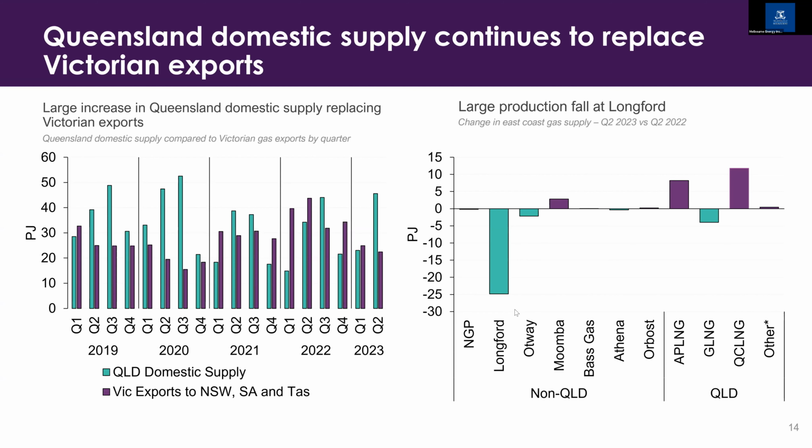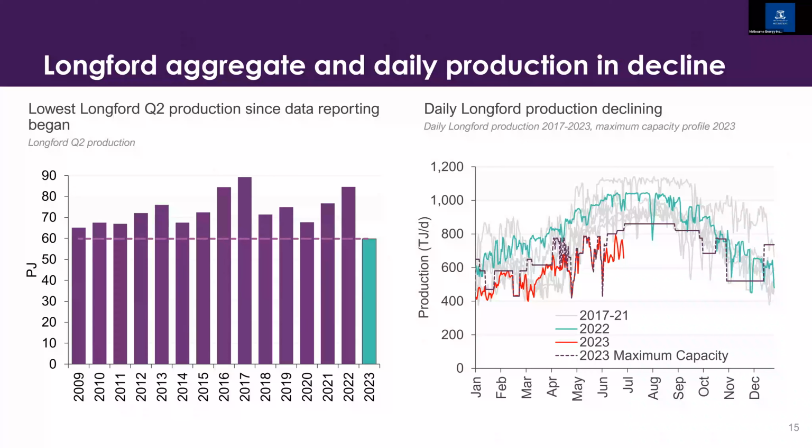Just another question, Shaun, on that chart on the next slide. What you're saying is that the maximum capacity from Longford is not the plant itself, but the combined supply into the plant from the multiple Bass Strait fields that is setting that purple bar, as opposed to the actual plant. I'm not actually sure what it is, but the point remains that it hasn't been meeting its maximum. There would be more to come out there, but it didn't.